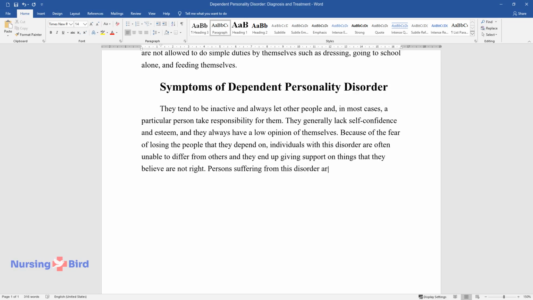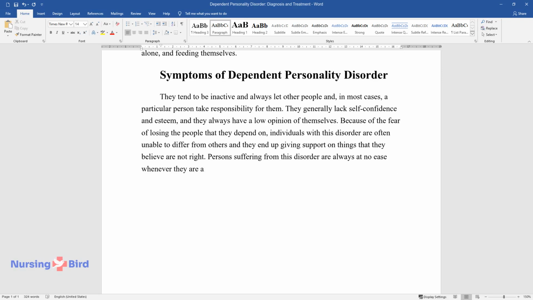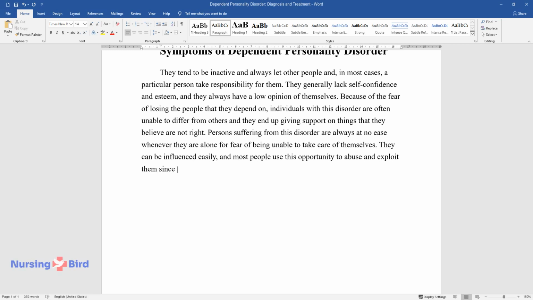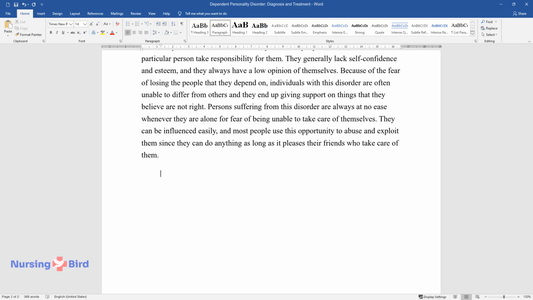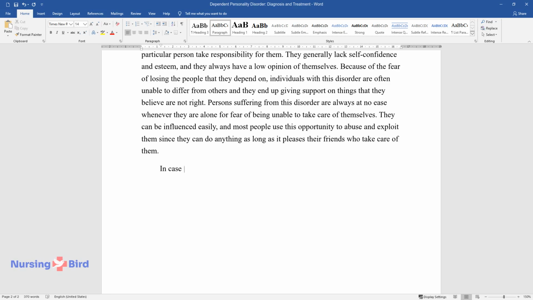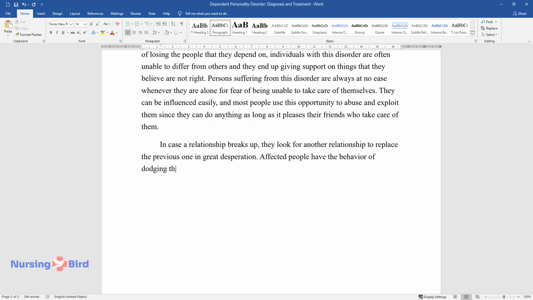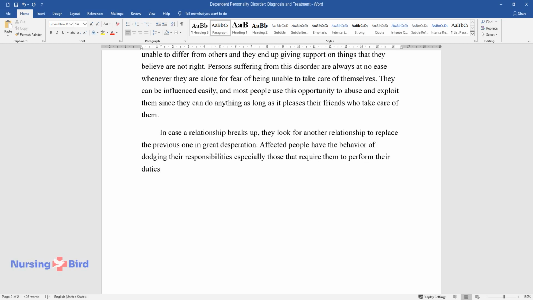Persons suffering from this disorder are always ill at ease whenever they are alone for fear of being unable to take care of themselves. They can be influenced easily, and most people use this opportunity to abuse and exploit them, since they can do anything as long as it pleases their friends who take care of them. In case a relationship breaks up, they look for another relationship to replace the previous one in great desperation. Affected people have the behavior of dodging their responsibilities, especially those that require them to perform their duties without help.